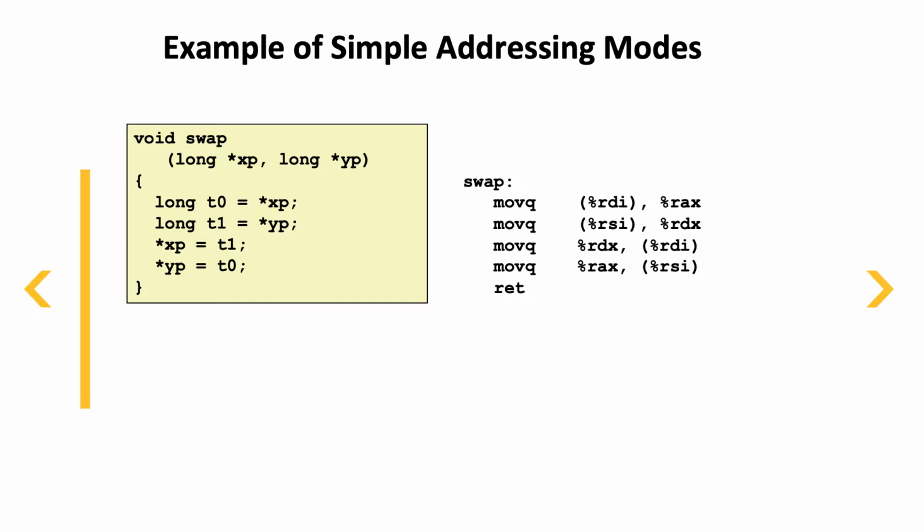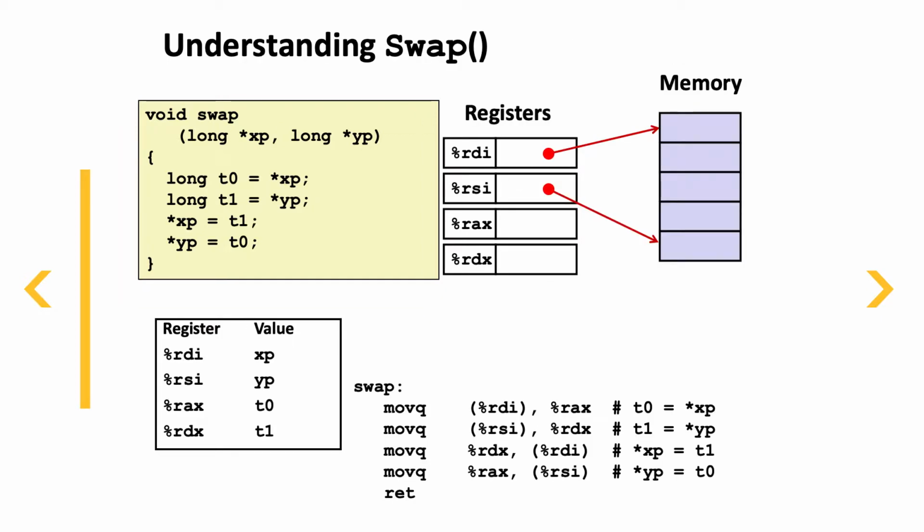So this is a nice and easy example because it's one-to-one. For every single line in the C code, we have a single line in assembly. And then ret just means we're returning from the function call. So let's break this down step by step.